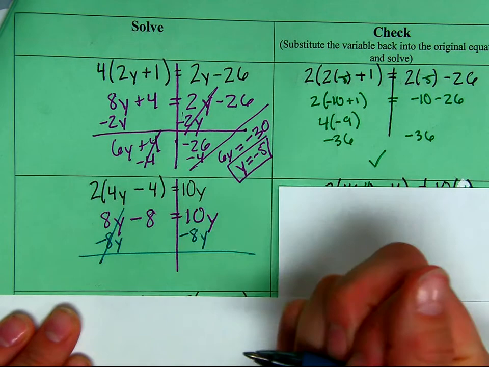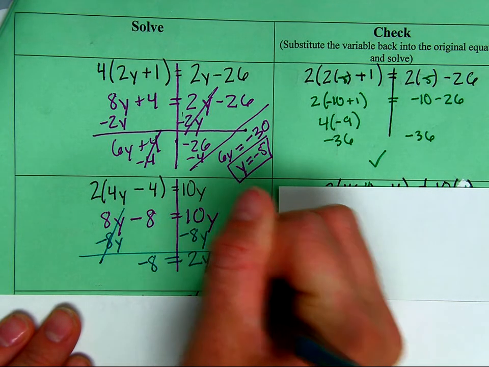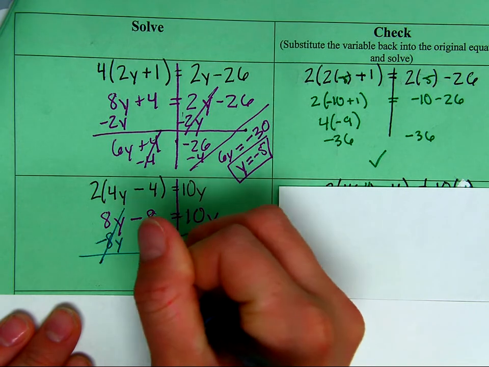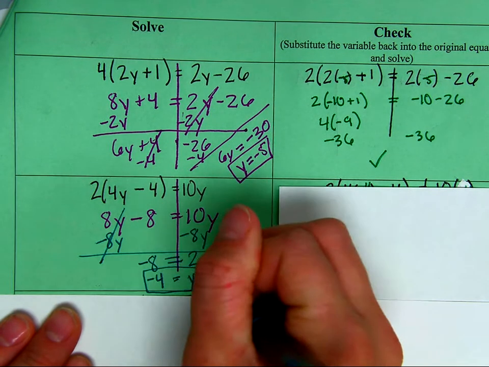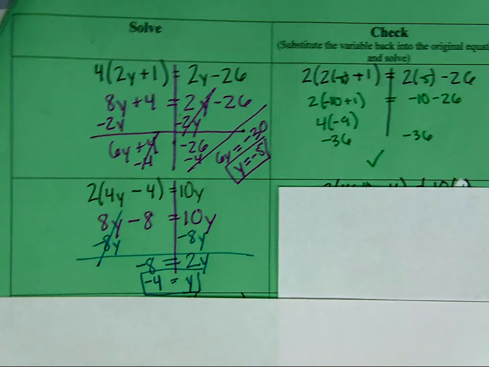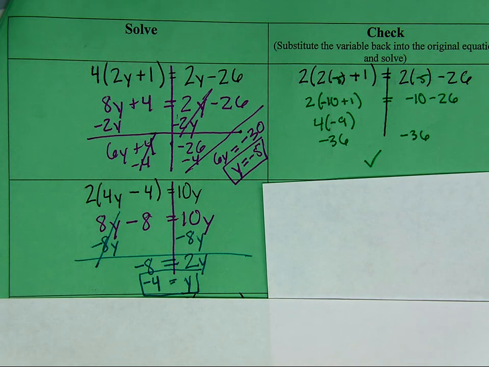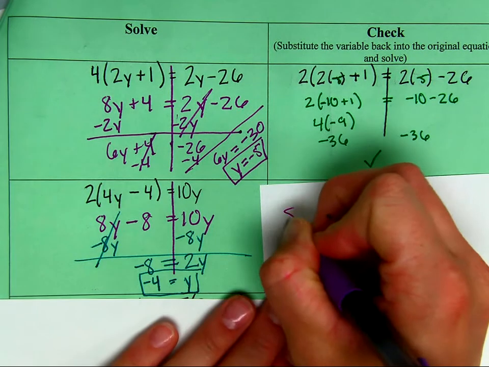So that cancels. We have negative 8 is equal to positive 2y. So when we divide, y is equal to negative 4. And then you can check your answer. Before I show you checking your answer, I just want to go back to this step here.